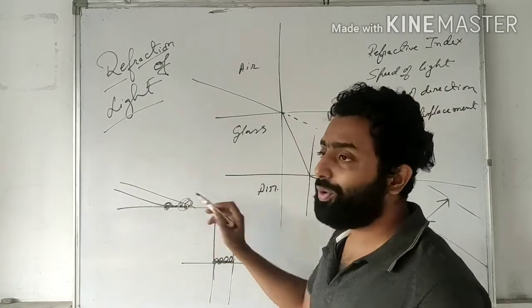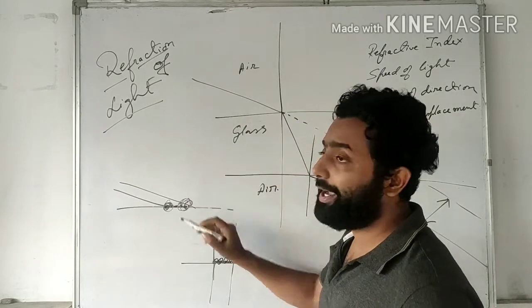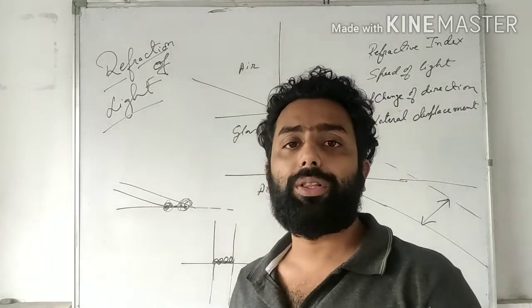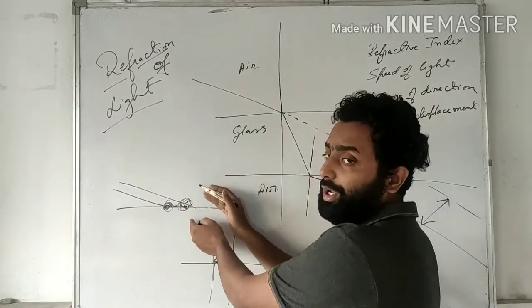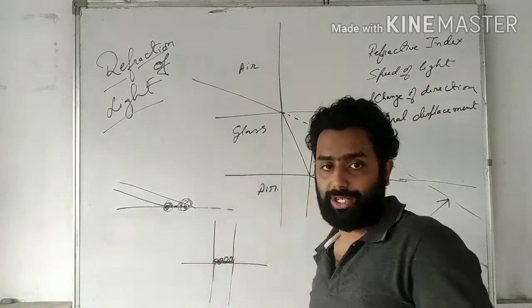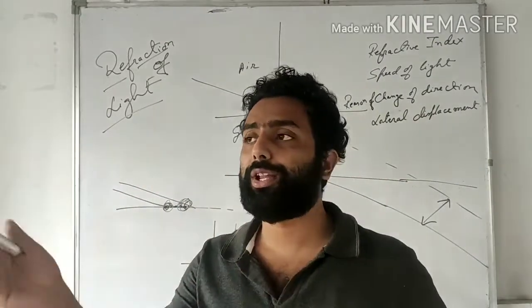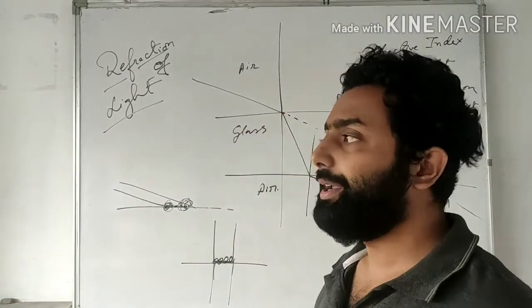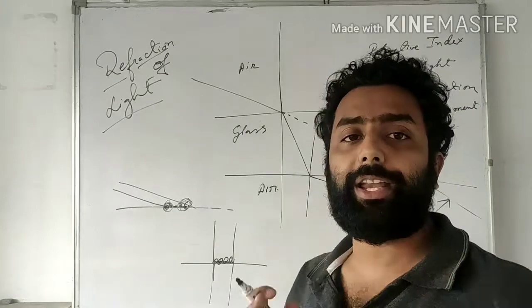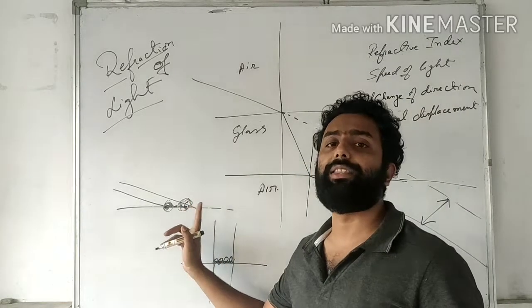So as a result, there is an unsynchronized decrease in the speed of these particles, and that is the reason why it changes its direction. When we say that light passing from a rarer to a denser medium bends towards the normal, and from denser to rarer it bends away from the normal, that is because of precisely this reason.